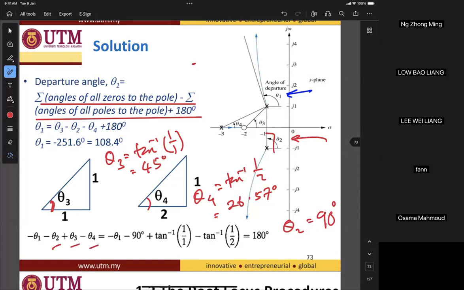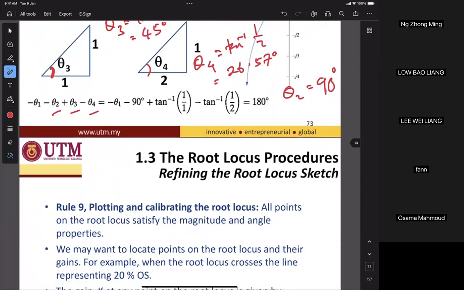Then find theta 1. So theta 1 will be minus 200, sorry, 108.4. Meaning that you have to plus 360 for this one. This is 90 degrees, so it is a little bit to the left, so it is 108.4. That is your theta 1.